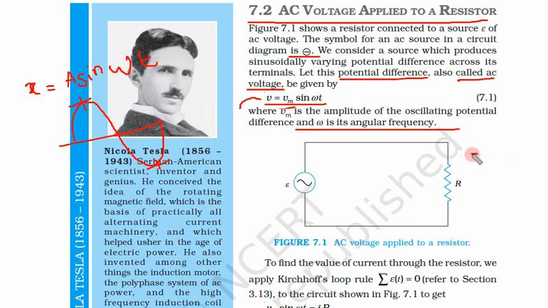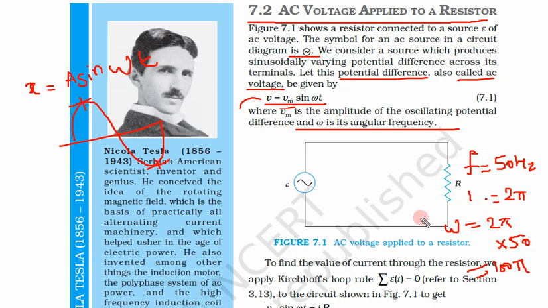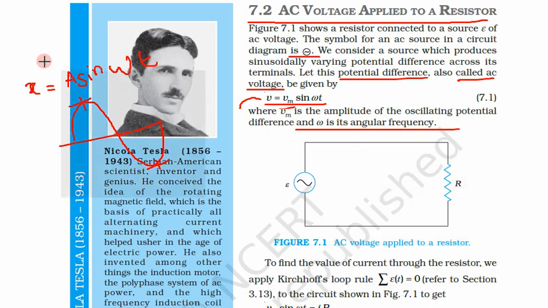In India, you know what the frequency is? f of AC is equal to 50 Hertz. Then what is omega? Omega is equal to 2 pi f, so 1 Hertz frequency corresponds to 2 pi radian per second. For f equal to 50 Hertz, omega is equal to 2 pi into 50, that means 100 pi radian per second. So whenever we use omega, we will use 100 pi. Frequency is 50 Hertz.